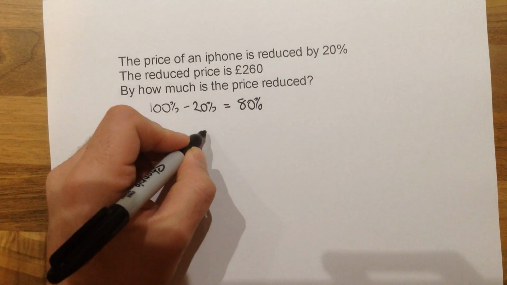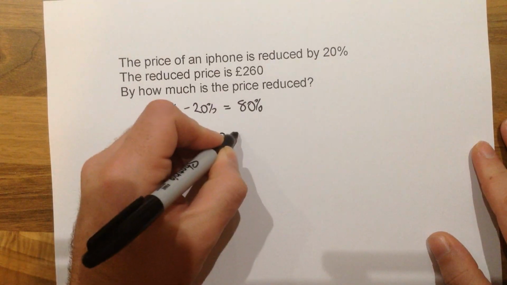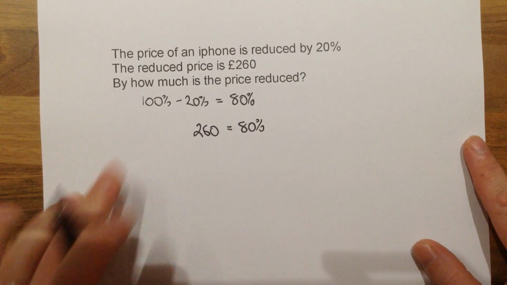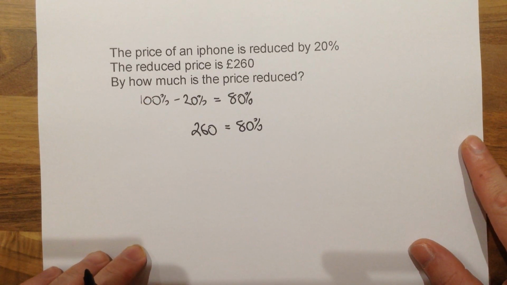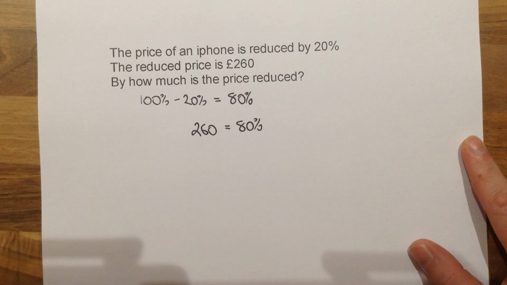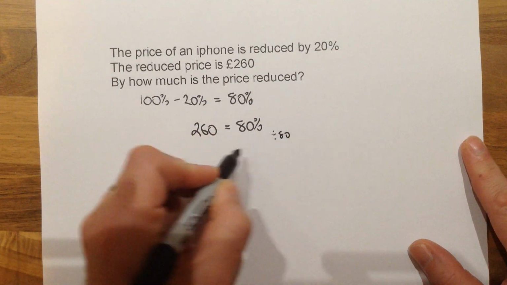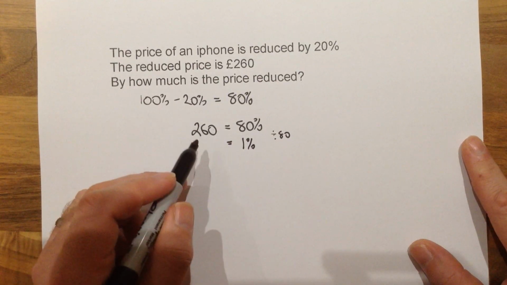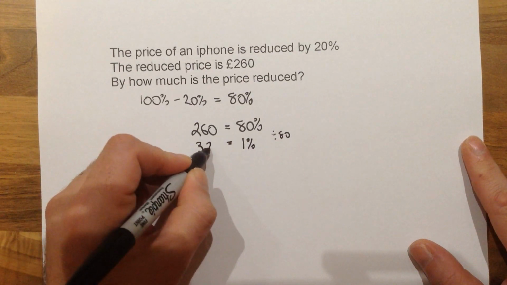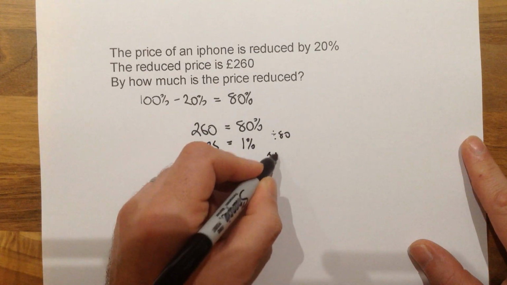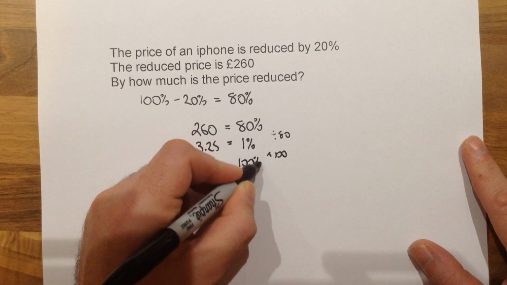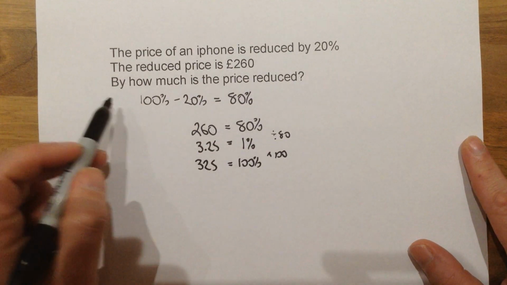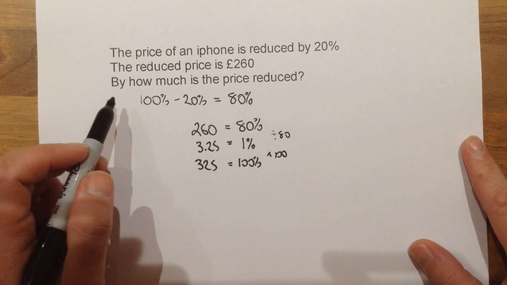So the sale price represents 80% of what it started as. So here, that means that £260 represents 80%. We want to find 100%, the starting value. Easiest way of doing that is in 2 steps. If we divide by 80, that gives us what 1% is. So 260 divided by 80 gives us 3.25, and then times by 100 to give us 100%, so in this example £325.